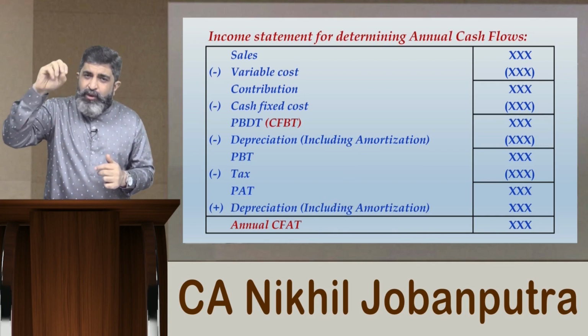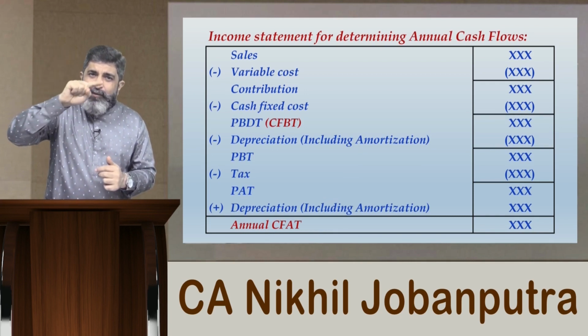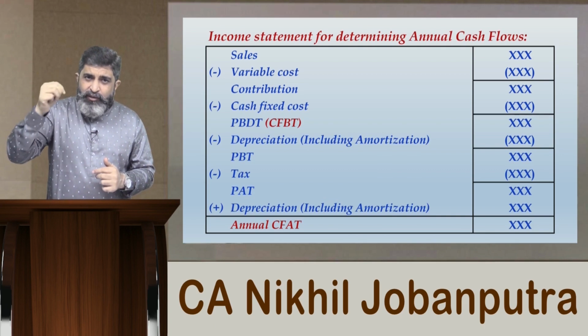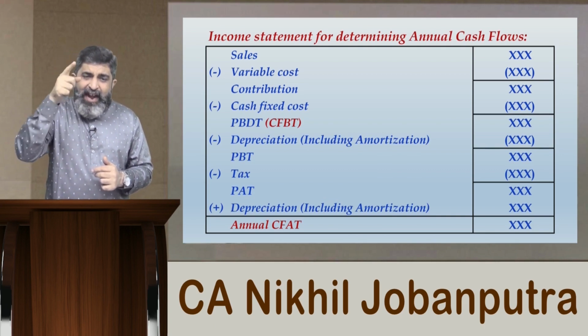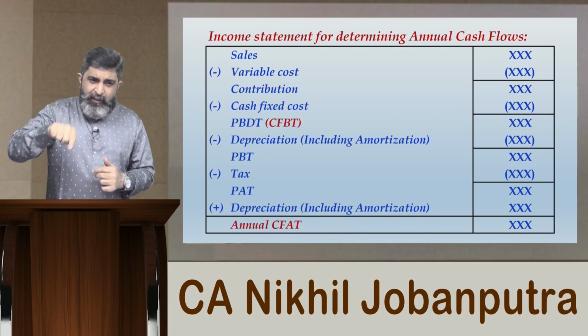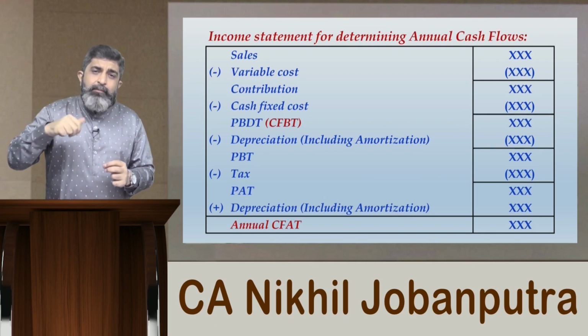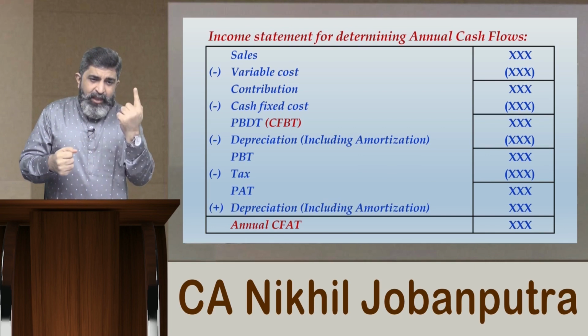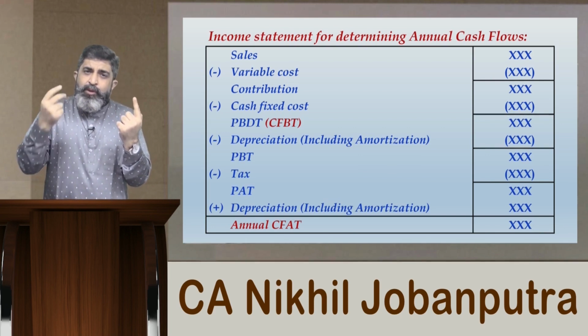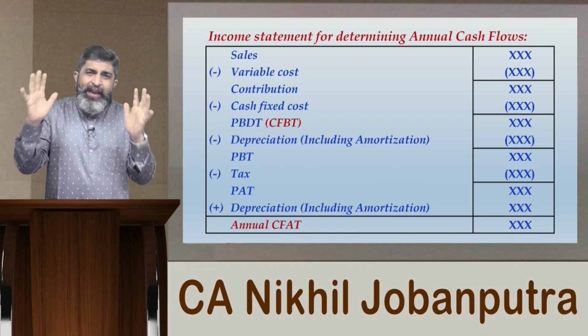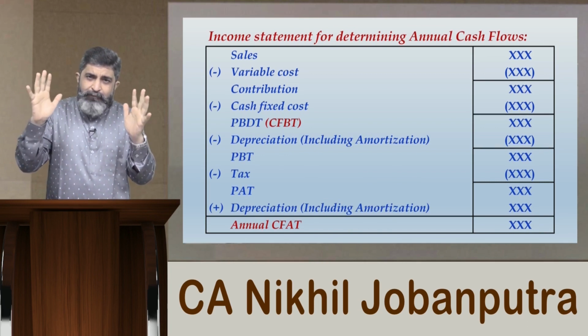That is how we got 20 lakhs. Sale price per unit 5,000 less variable cost per unit 3,000, so contribution per unit will be rupees 2,000. That will be multiplied by the number of units that I am selling, that is 1,000 units. So 1,000 units multiplied by rupees 2,000 will give me 20 lakhs of contribution every year.